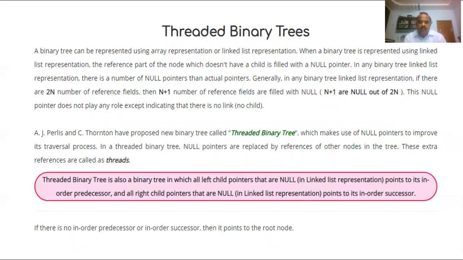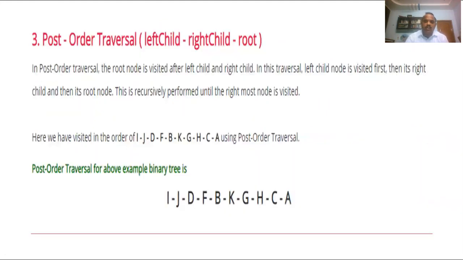What is a threaded binary tree? A binary tree can be represented using array representation or linked list representation. When a binary tree is represented using linked list representation, the reference part of a node which does not have a child is filled with a null pointer. Clear? The last node does not have any children, so simply the child fields are filled with null pointers.